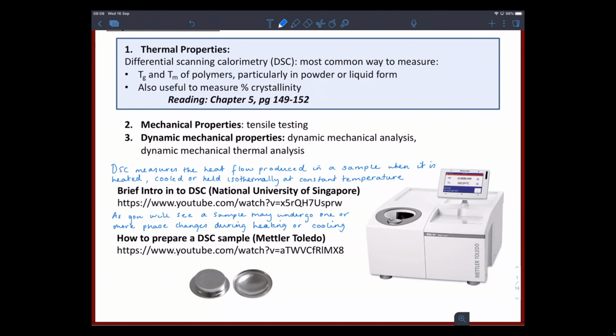Now, we don't go through the DSC sample preparation in a lot of detail here. We'll touch on it. But it's worth looking at this Mettler Toledo video, which shows you how they prepare samples to put into the DSC instrument. A lot of those samples are prepared in these aluminium crucibles. They're really small crucibles that they weigh and put the sample in. But there are lots of different crucibles available, depending on what kind of polymer you're trying to measure. So please have a look at those. It won't take much of your time to do so.